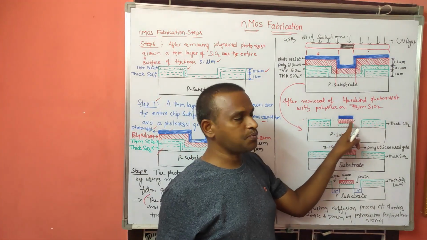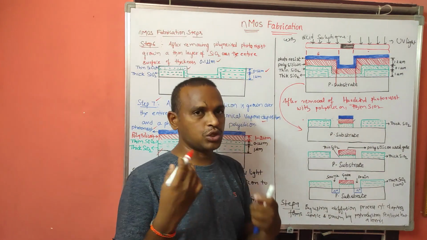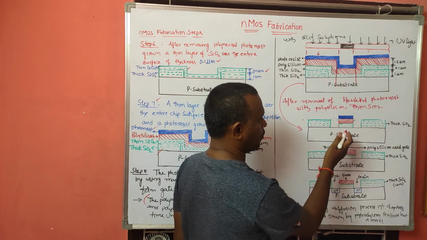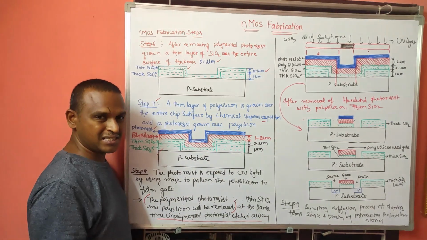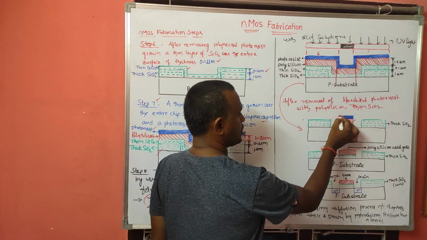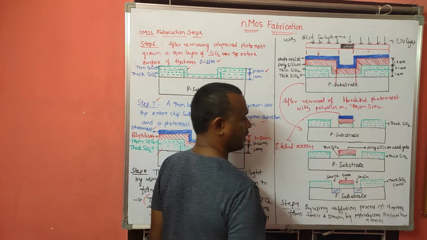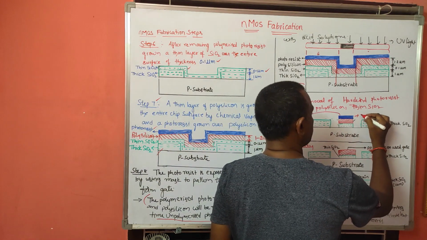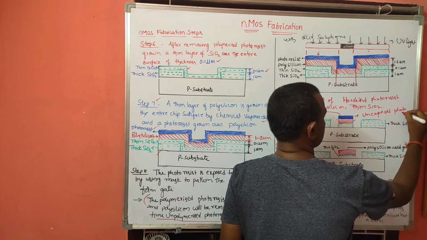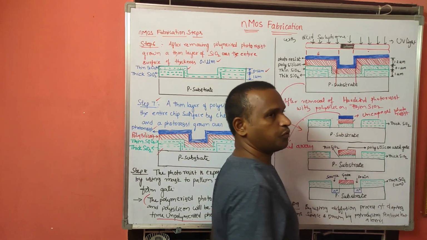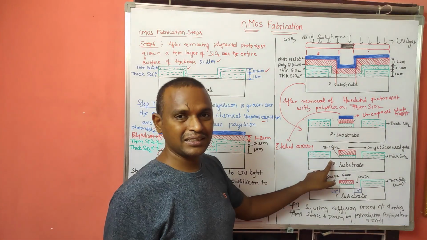But we are not removing the unexposed photoresist directly at this point. That we can remove in the next step. So in the next step, the unexposed, unpolymerized photoresist will be etched away. So this is nothing but the unexposed photoresist, and this will be removed, so that we will get the diagram like this.